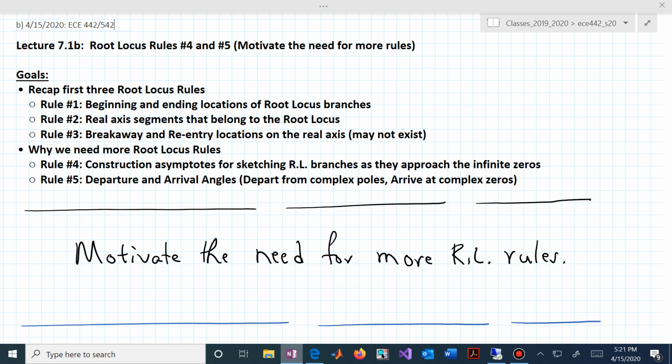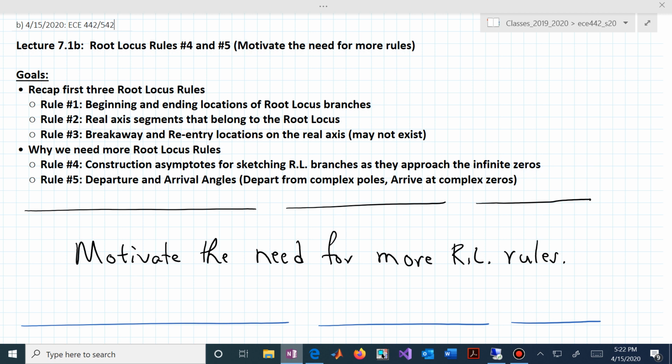Rule 4 tells us how to determine asymptotes, construction asymptotes that allow us to sketch the root locus branches that go off to infinity. Those construction asymptotes help guide us in how to sketch those branches of the root locus that are approaching those zeros at infinity. And Rule 5 is concerned with poles or zeros that are complex.